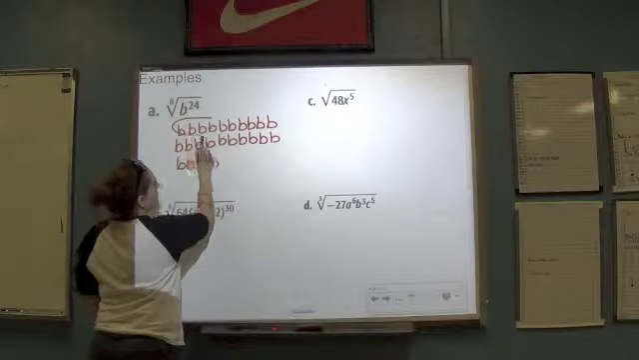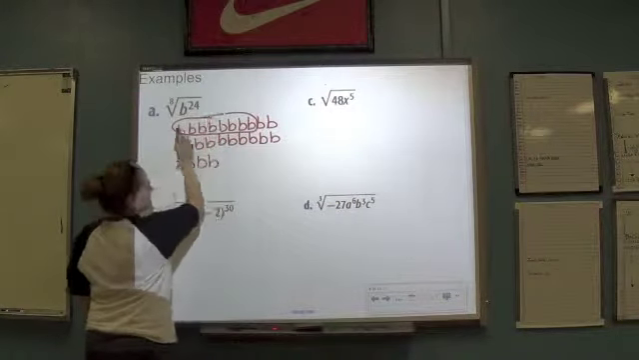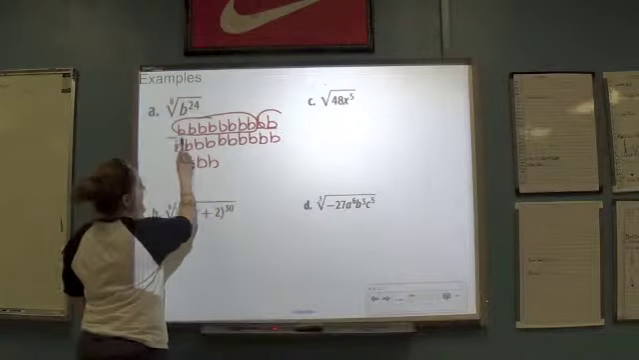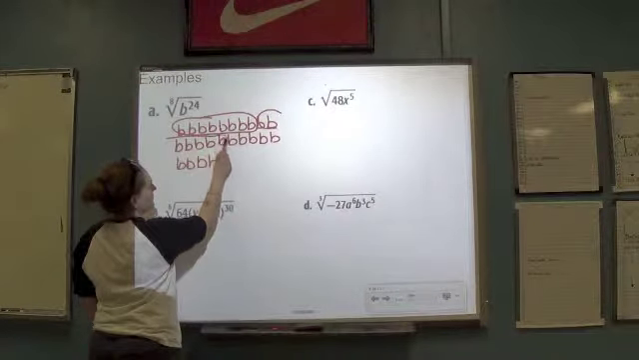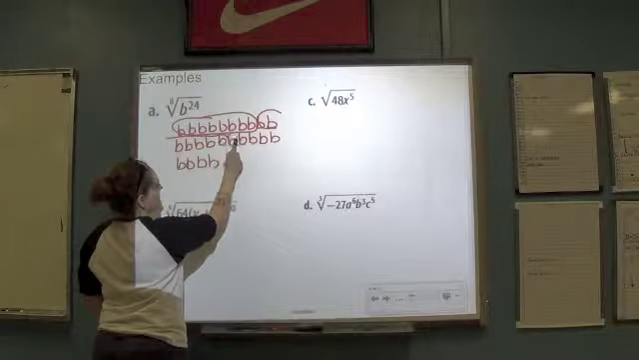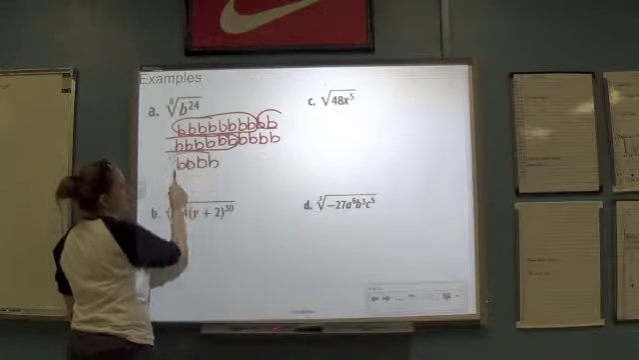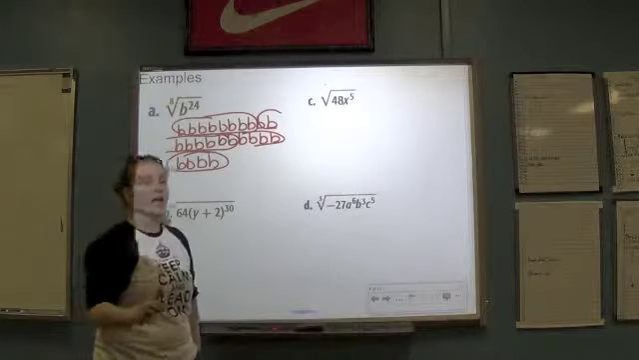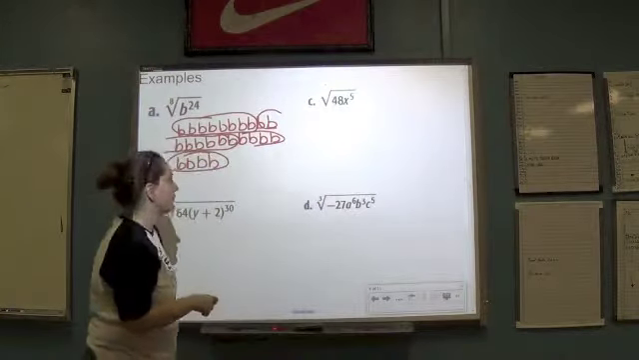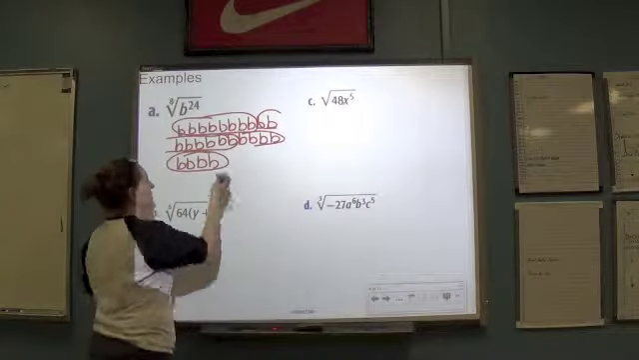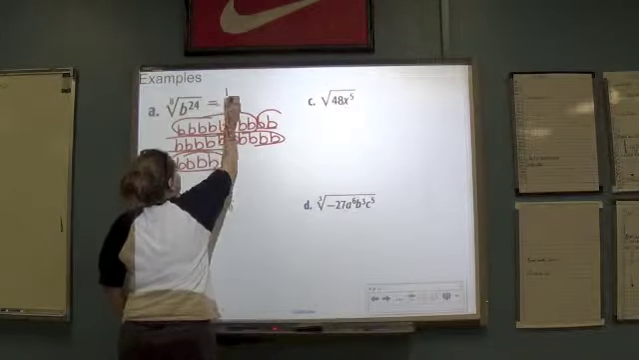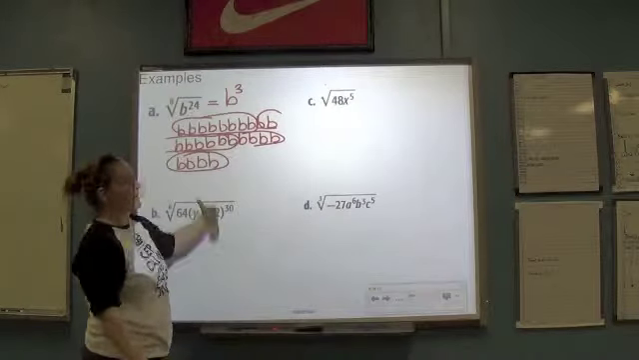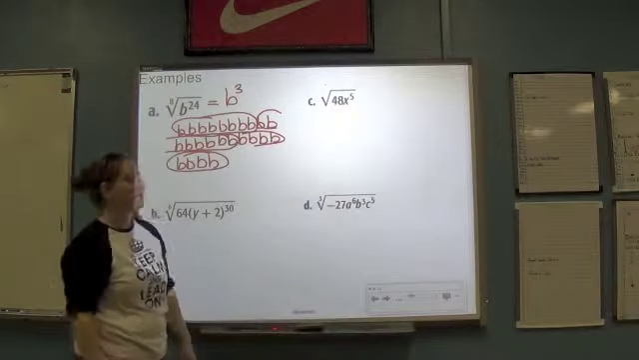So 8 of the same factor. 2, 3, 4, 6. Okay, there's another 8. And there's the other 8, okay? So I actually have 3 sets of 8 B's. So you just need one B from each of those sets. So the answer is B to the third. Now, easy way to do it, 24 divided by 8 is 3, so B to the third.